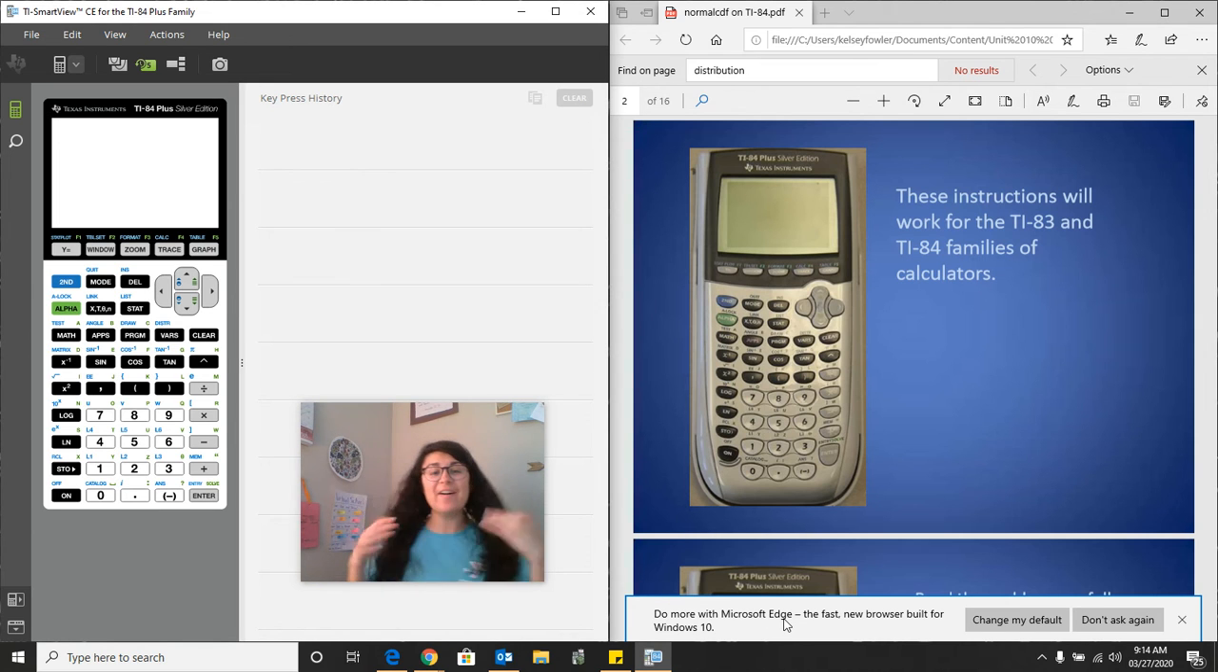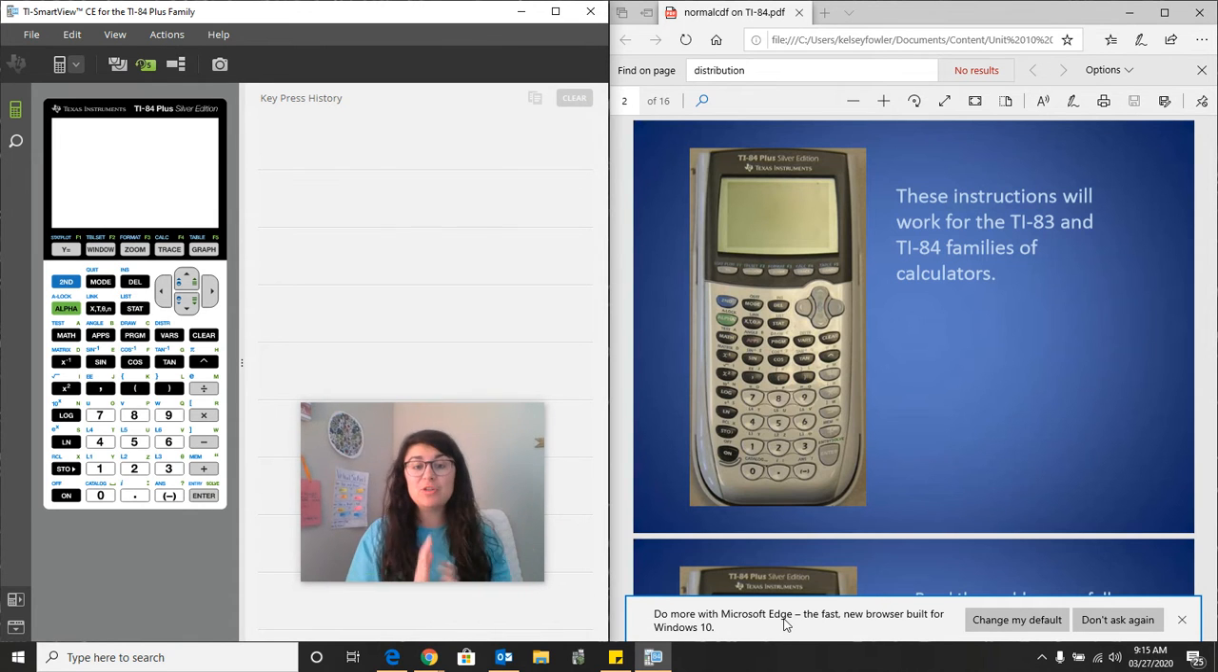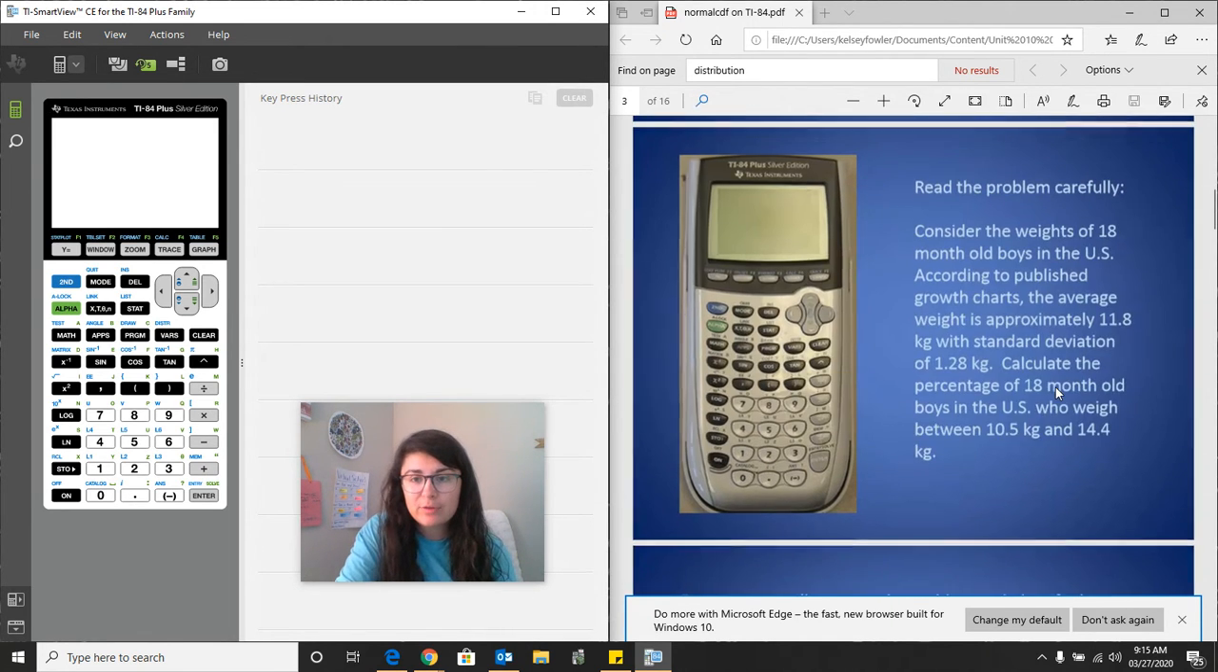All right, so hi, I'm over here in the middle of the page. If you want to know how to work these problems with the TI-84, maybe you don't like the table of values and looking those things up is annoying to you, the TI-83, 84 can do this. So I'm going to walk through these directions with you.